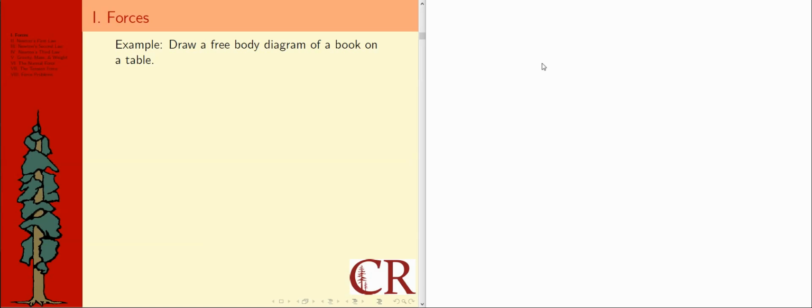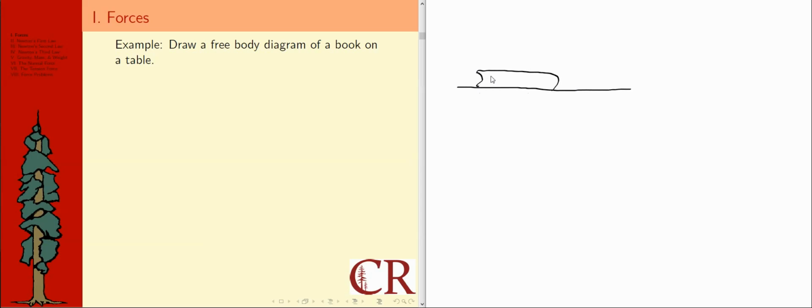Draw a free body diagram of a book on a table. So maybe to start out here, let me just draw us a line. And let's just say that this is the top of a table. And here there is like a book sitting on this table. And I'm just going to attempt to draw sort of a book here.